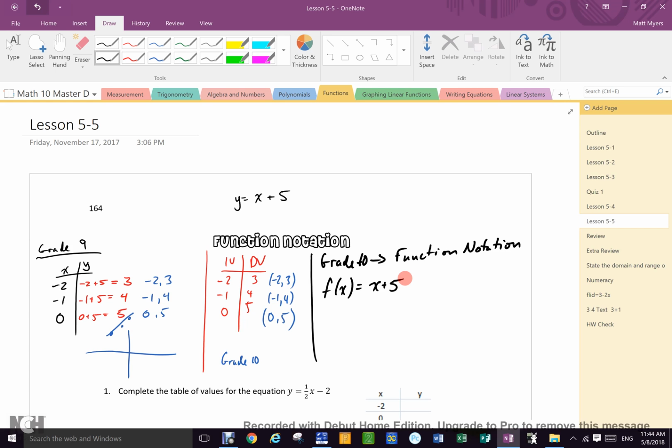Which means if you were going to make a table of values here, what would it look like? What would go here? No. At the top. X, and what would go here? F of x. This is now your output, as opposed to DV or y. This is still your input. This is the name of the function.